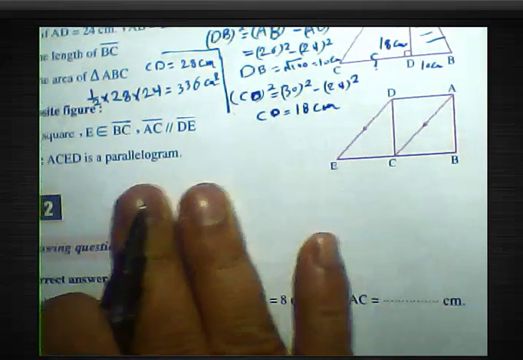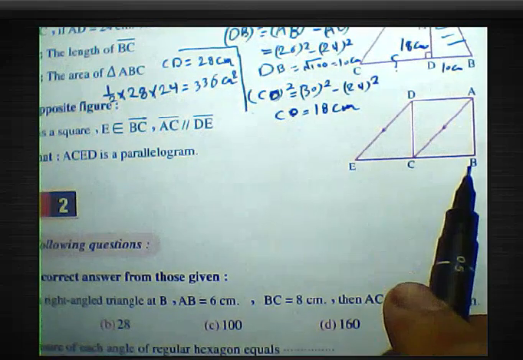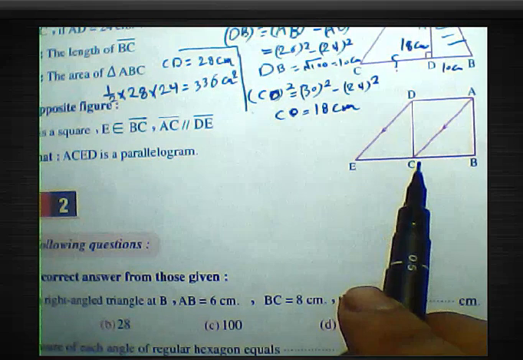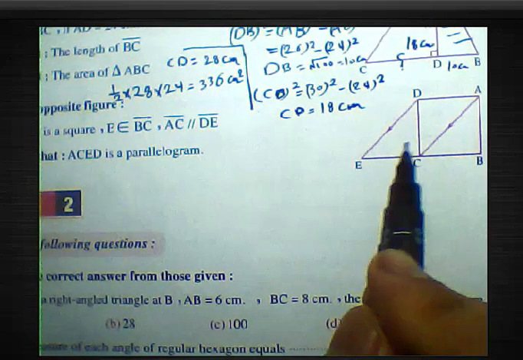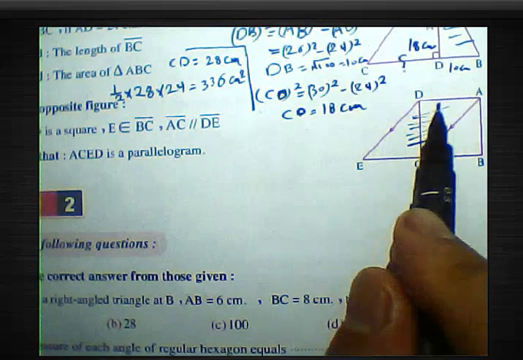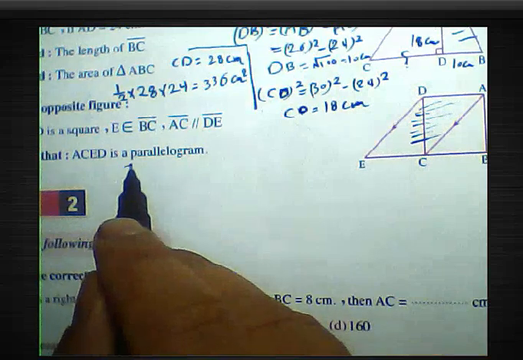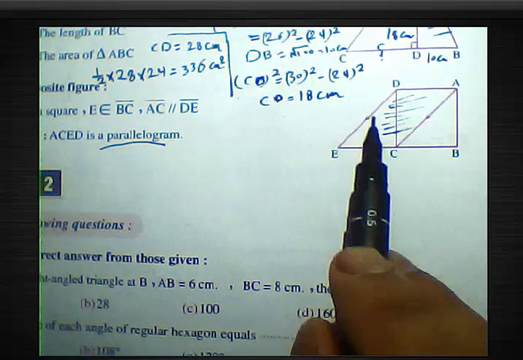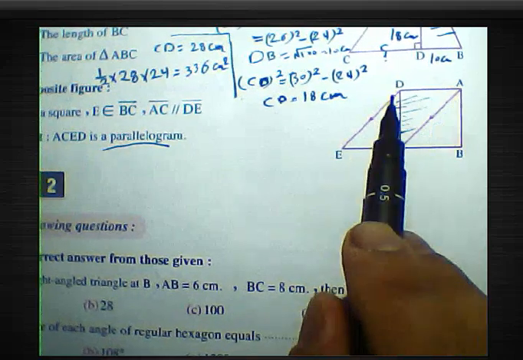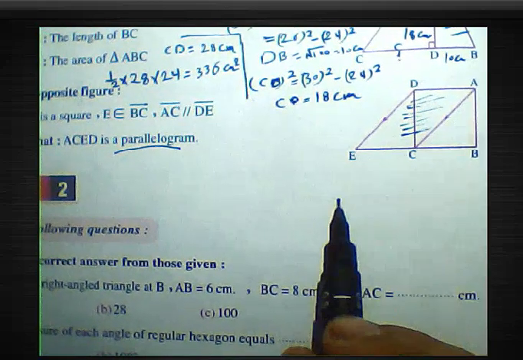Prove that this figure is a parallelogram. He asked about this shape. They ask to prove that it is a parallelogram. We have two sides parallel. If you prove that AC is parallel to DE, then this shape will be a parallelogram.